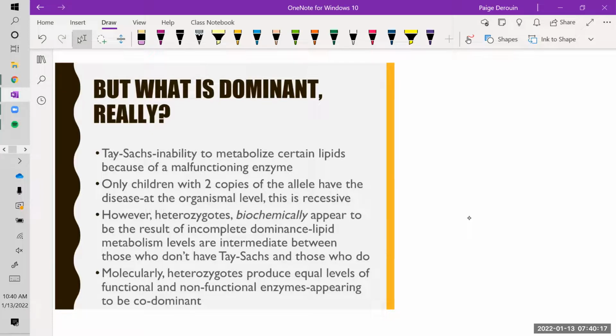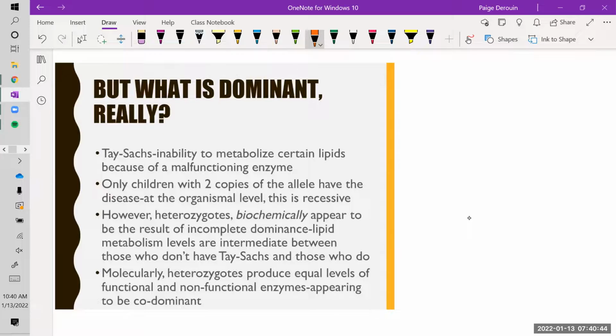So when we're talking about Tay-Sachs, you remember Tay-Sachs? It's a genetic disorder where people can't break down lipids, and it's actually very sad because usually people who have Tay-Sachs don't live past like 3. There's actually a Grey's Anatomy episode from many seasons ago about Tay-Sachs. It's very sad, but if you watch it, you can learn more about it.